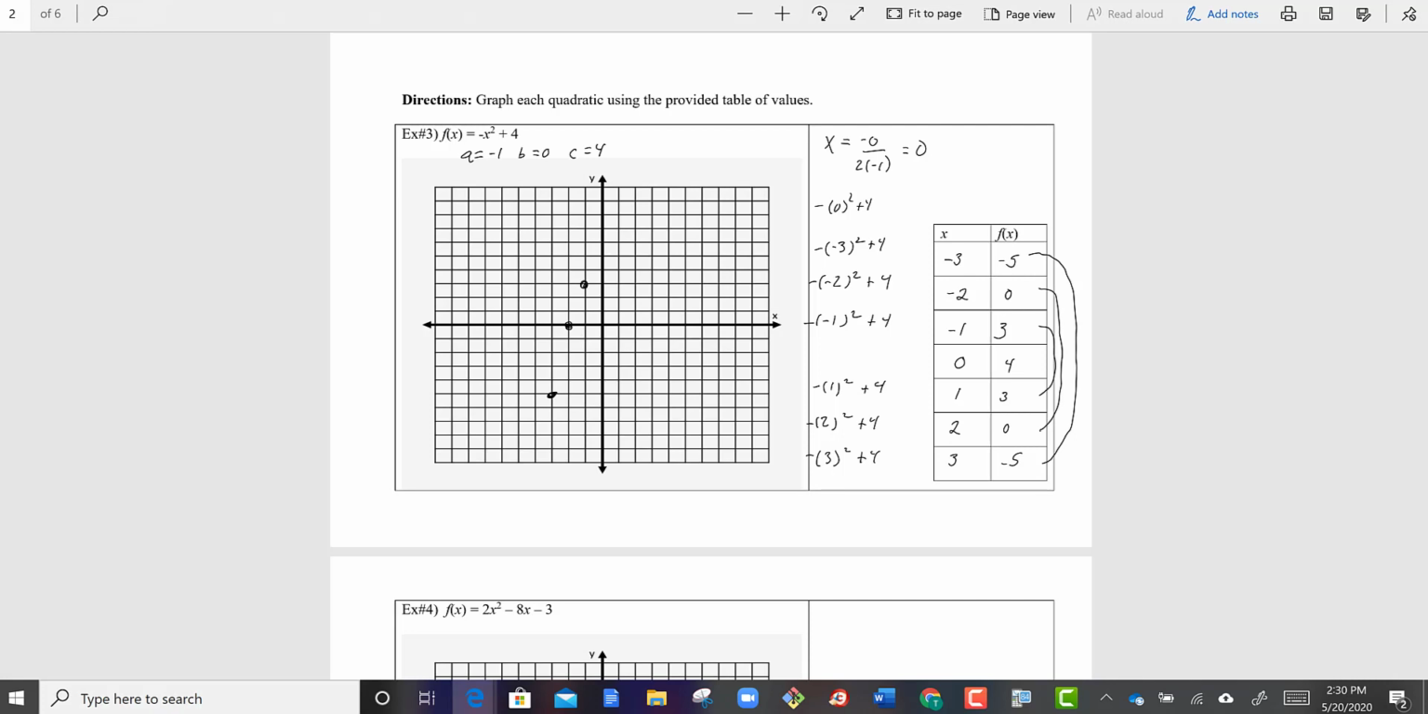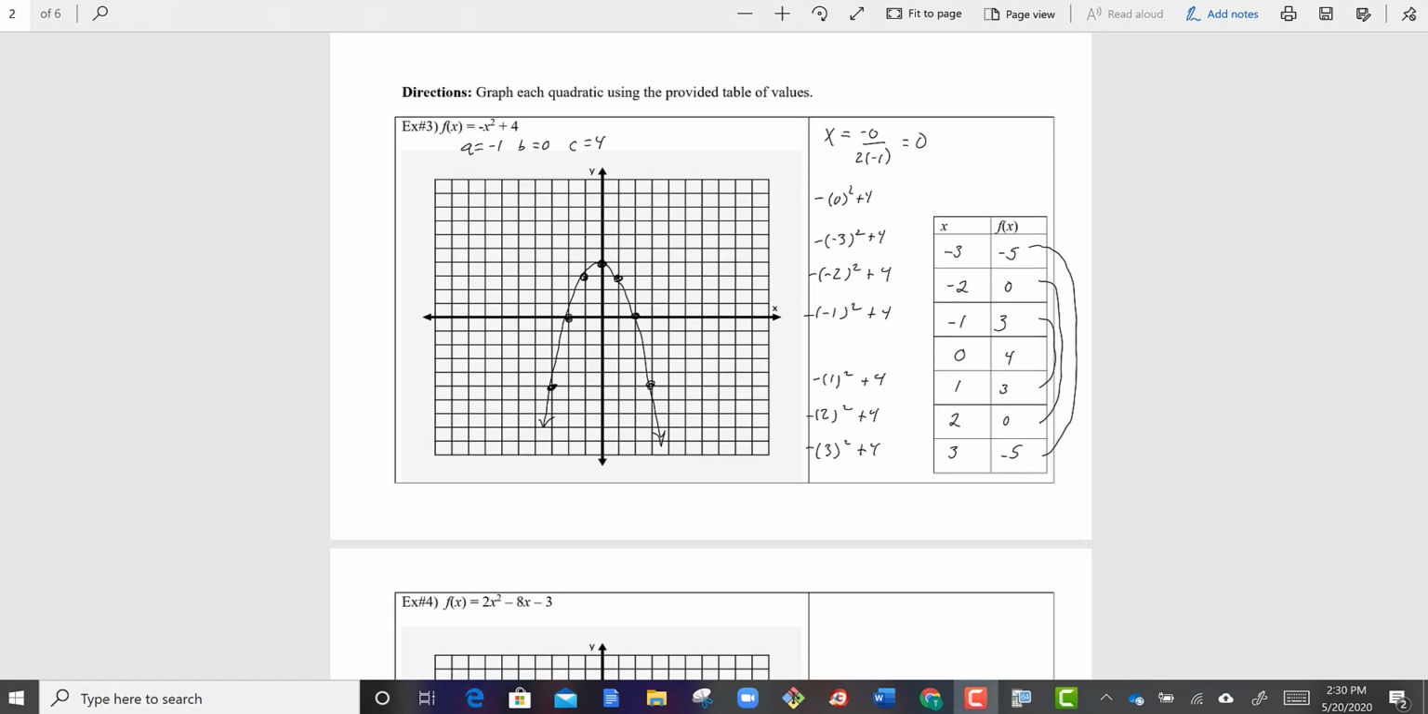And of course, it makes sense on this problem, since a is a negative value, that this is a frowny face or an upside down U. But on quizzes and tests, that's the type of work we're looking for.